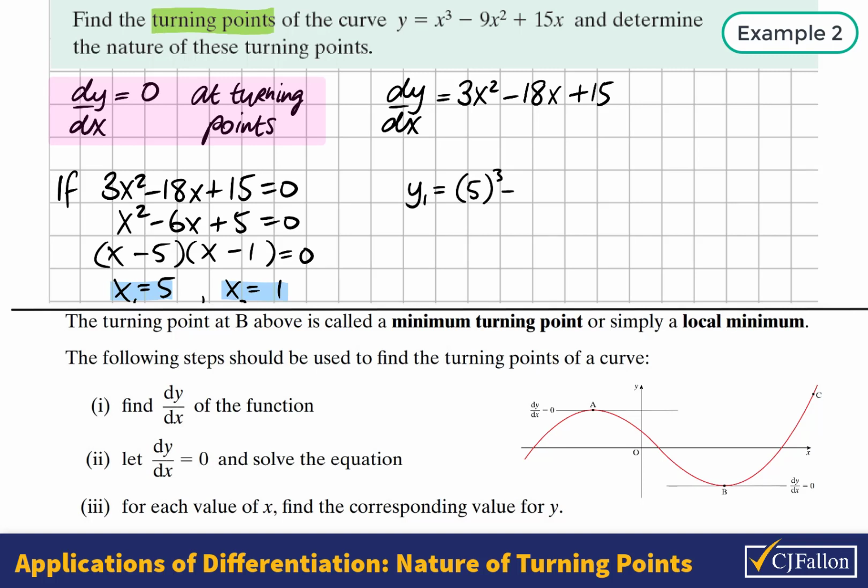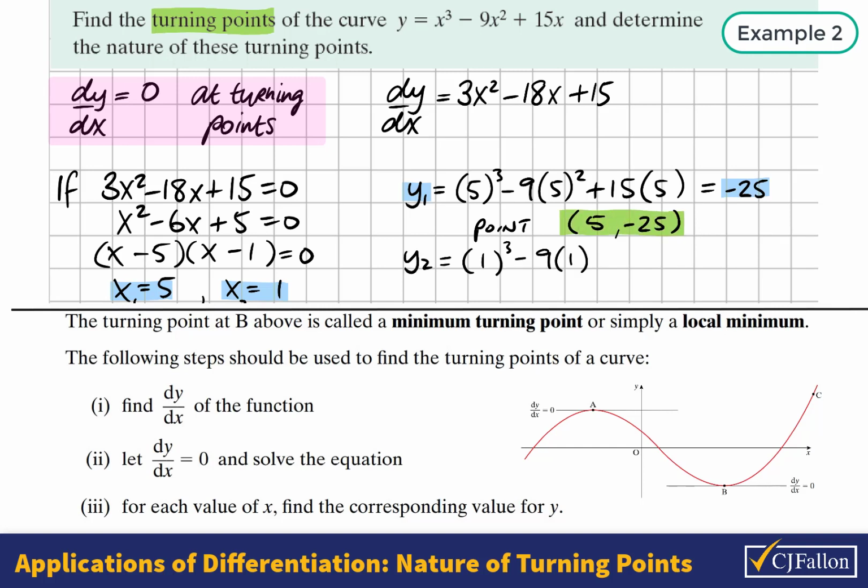y values. So sub in 5 for x, we see an output then that y is equal to negative 25. So our first point is x is 5 and y is negative 25. And then we sub in x equals 1 into the curve. We see this evaluates to be 7. So the second point is (1, 7). So these are turning points.